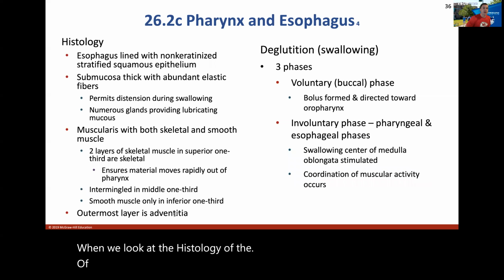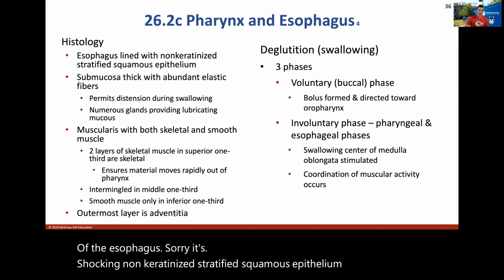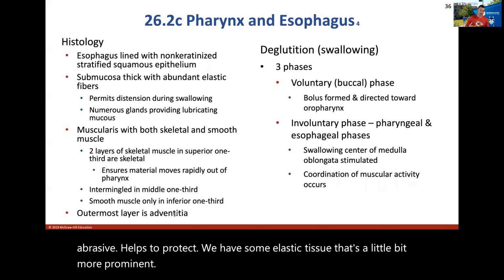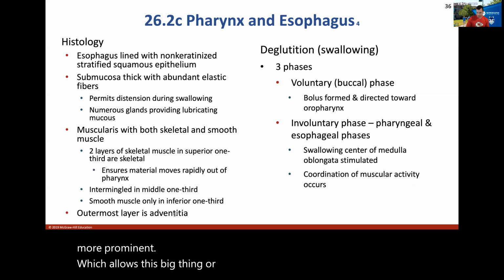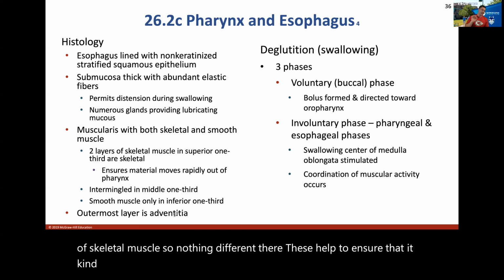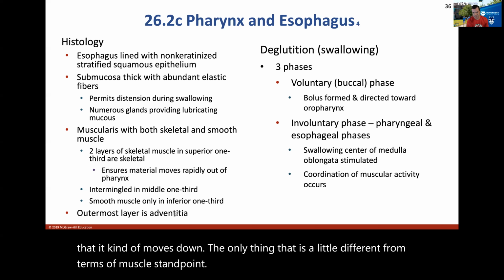it's, shockingly, non-keratinized stratified squamous epithelium. Again, highly abrasive-resistant, helps to protect. We have some elastic tissue that's a little bit more prominent, which allows this long tube to expand. We have 2 layers of muscle, so nothing different there. These help to ensure that it moves the food down.